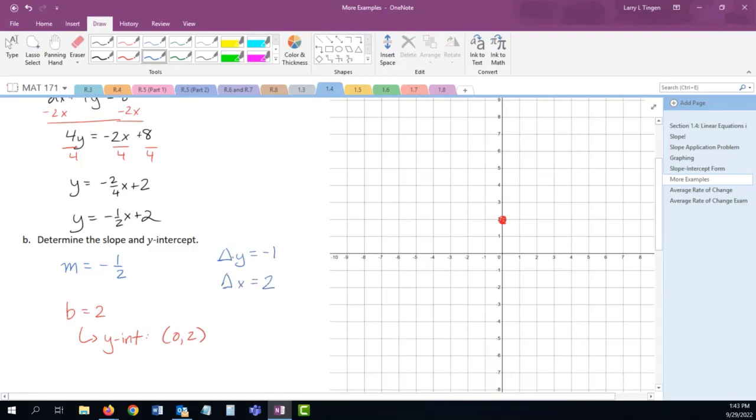So this means if the change in the numerator is -1, this means down, and then to the right, change in x is positive. That means go to the right. So down 1, and then right 2. 1, 2. Here's my next one. And we'll make our line.